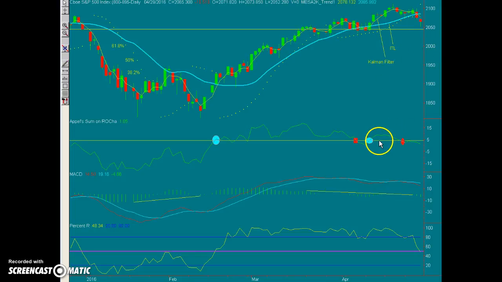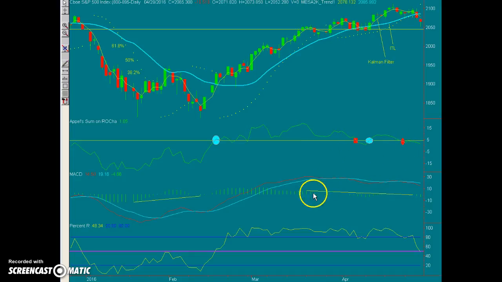Now, Jerry Appel's sum of the rate of change indicator did cross below the 4% line, so there is weakness here, and there's a sell signal here. Okay, if we use Jerry Appel's sum of the rate of change indicator.